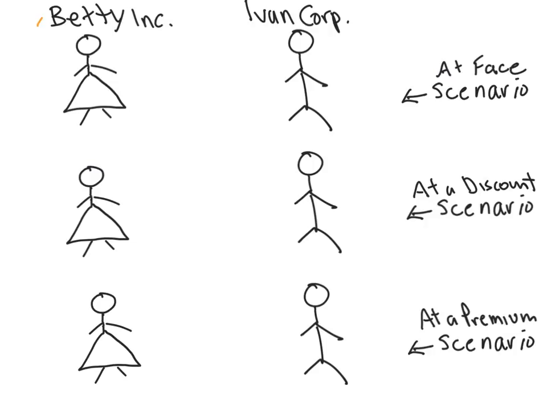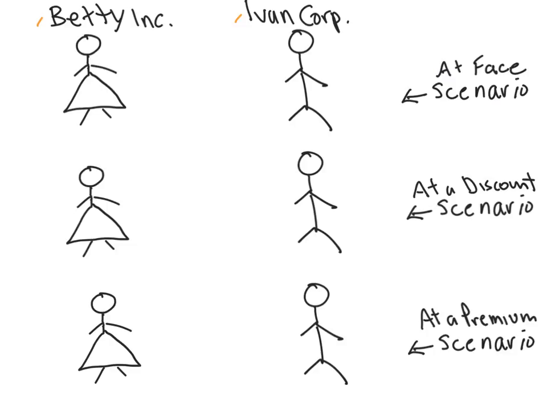Betty is the borrower, which is the reason that I have a B for Betty. So she is the issuer of the bond, and Ivan is the investor. And again, we have the three scenarios, and so we're going to talk about these in order.